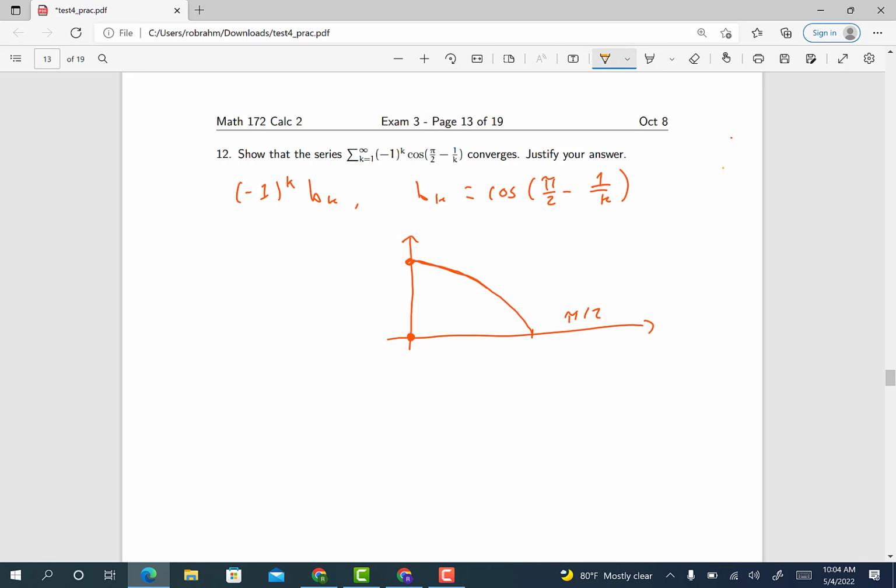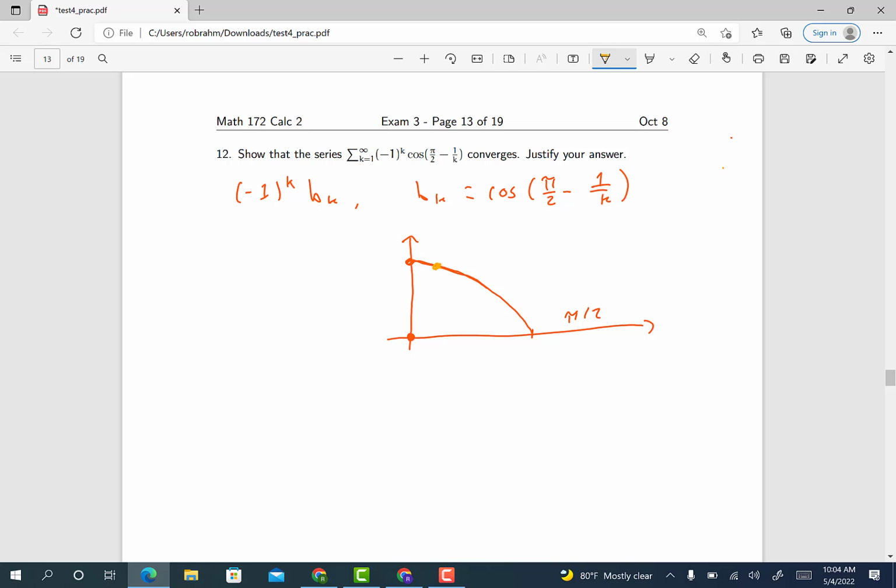So if you look at cosine of pi over 2 minus 1 over k, there are a couple of things to keep in mind. The biggest 1 over k can be is 1, since we're starting the series at k equals 1. Pi over 2 minus 1 is about 1/2, so bigger than 0. And this roughly corresponds to cosine of pi over 2 minus 1.